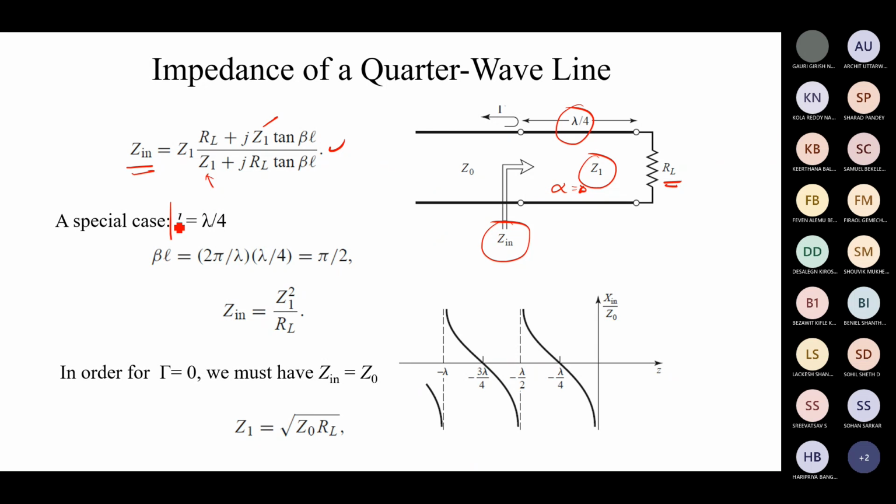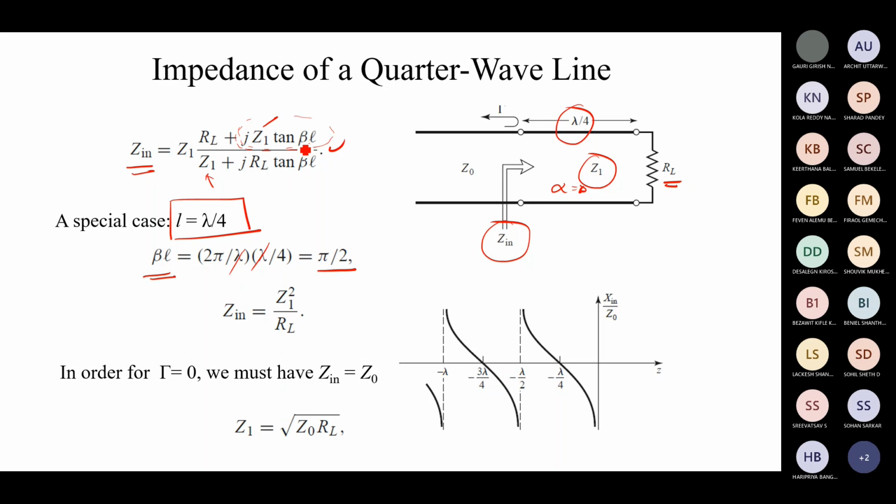Now we are going to substitute the special case, that is lambda by 4, a quarter wave line. If you substitute that, you will get beta L. I already said that beta is nothing but 2 pi by lambda, and L is nothing but lambda by 4. The 2 will cancel, and you will get pi by 2. If it is pi by 2, tan beta L becomes infinite. Then this entire term becomes infinite. Infinite plus 1 or infinite plus RL, whatever it is, again goes infinite. So the entire term goes meaningless.